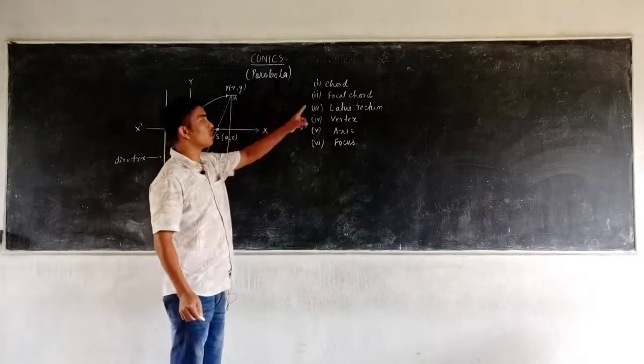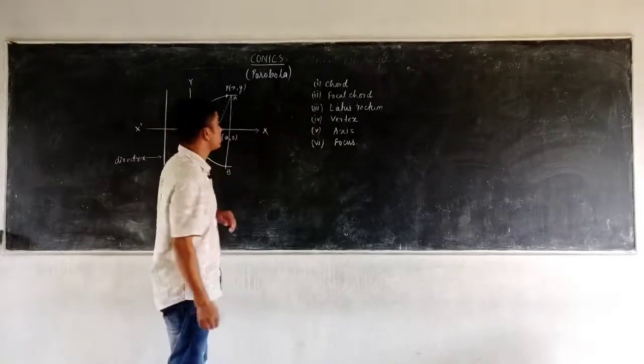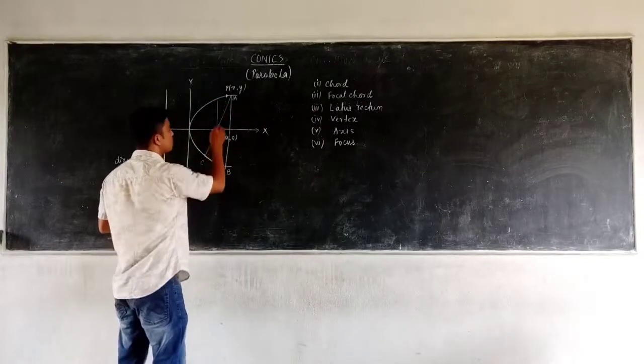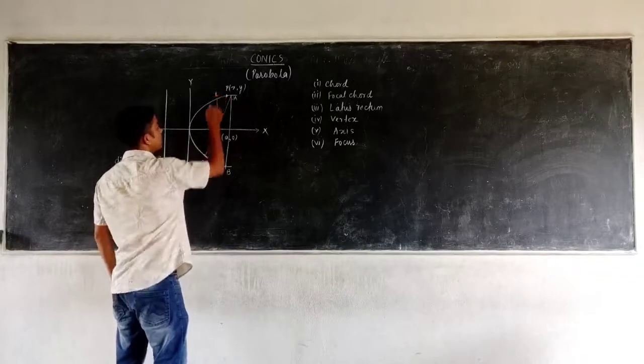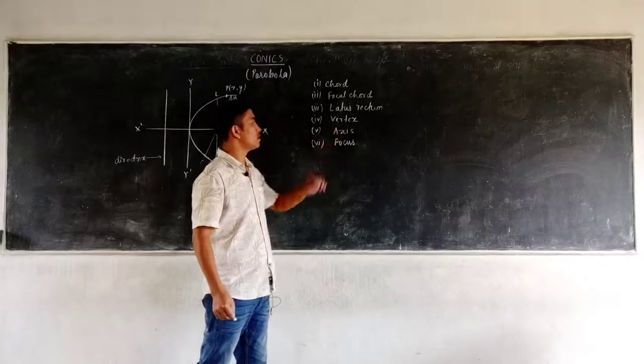Now if this focal chord is perpendicular to the axis of the parabola, okay, then that is known as a latus rectum. Like if I have this focal chord perpendicular to the axis of the parabola, LL' is known as a latus rectum. Okay, and another we have is the vertex.